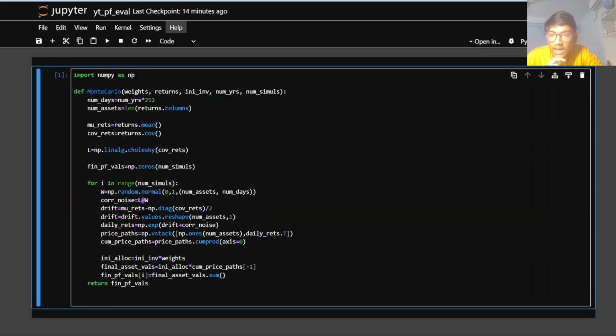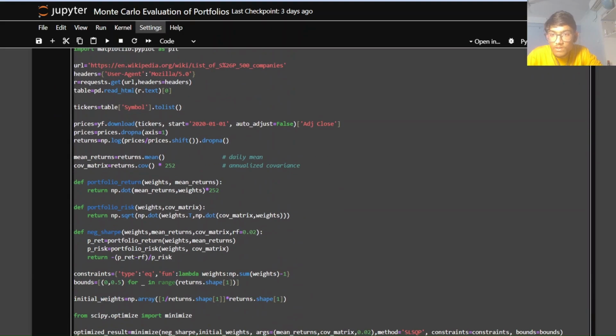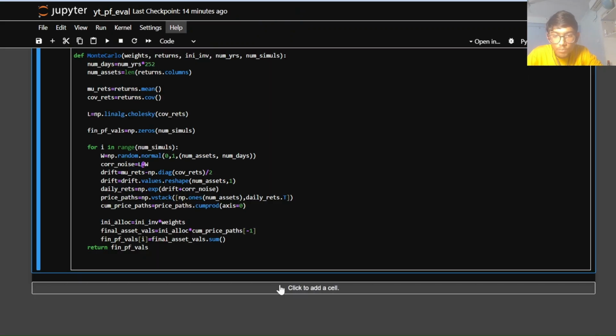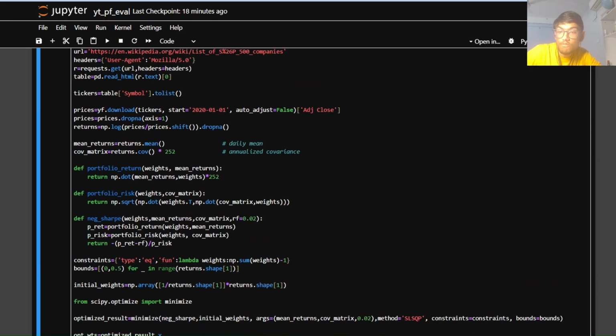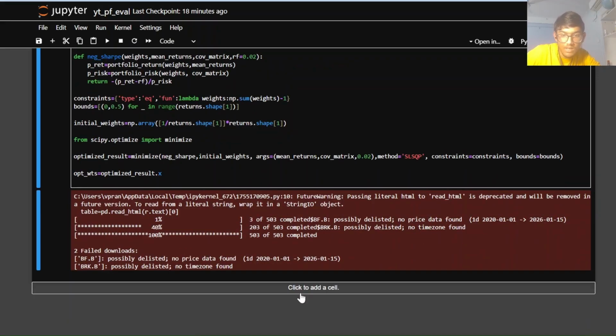And then let's use the code that tries to figure out the optimal portfolio weights that I've executed in the last video. So let's copy that code, which is this one, and get our optimal portfolio weights. Okay, so we have finally gotten our optimized weights in this optimized results x parameter, right?